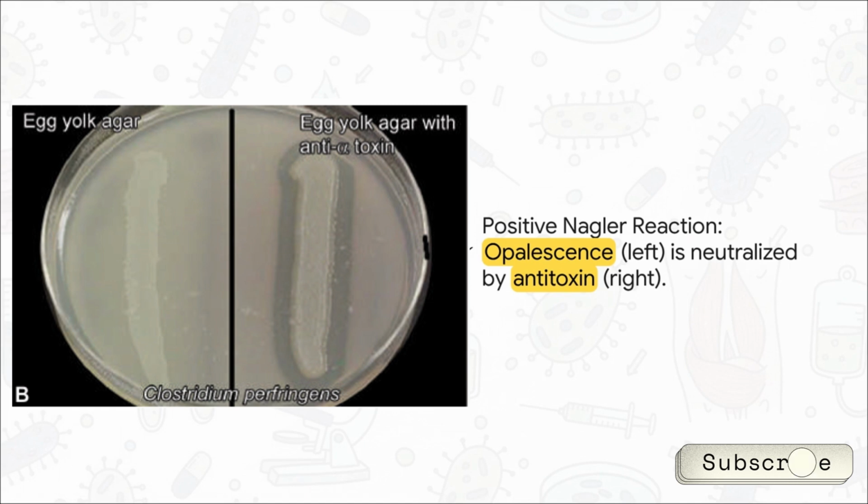And here is the result. It's beautiful. On the left side, the control side, you see that milky, opaque zone. That's the alpha toxin doing its thing. But look at the right side. Where we put the antitoxin, the effect is totally blocked. No milky zone. This is a positive test, confirming the presence of alpha toxin.